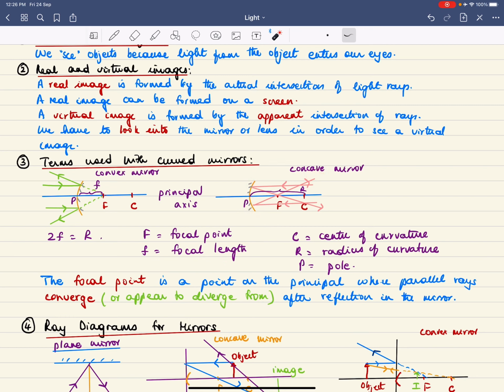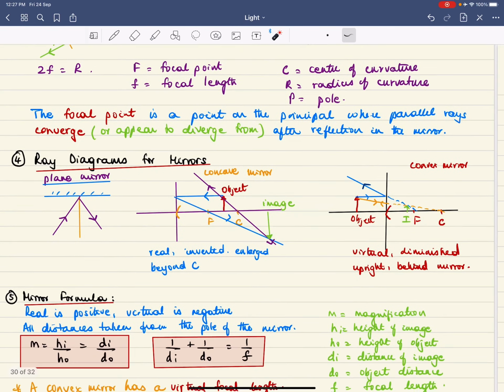Okay, so you've got the principal axis, which is this imaginary line that goes through the pole, the focal point, and the center of curvature. The pole of the mirror is on the surface of the mirror at the center of the mirror. The center of curvature is the center of the sphere of which the mirror forms a part, and halfway is your focal point. It's also the point where parallel rays will either appear to meet or actually meet when they fall on the mirror and get reflected from the mirror. So they all go through the focal point.